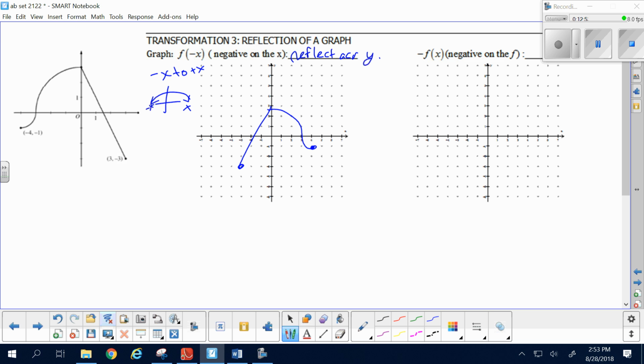All right. Negative outside the function, that's like negative y's, so it'll change negative y's to positive y's. If I change a negative y to a positive y, or switch the two behaviors, then I'm going to reflect across the x-axis.